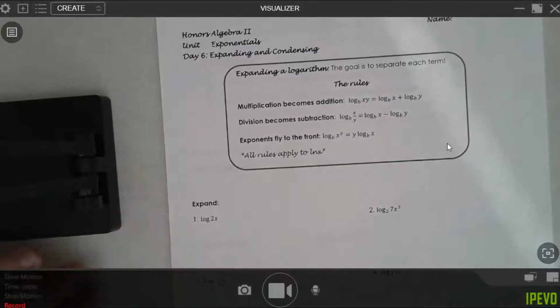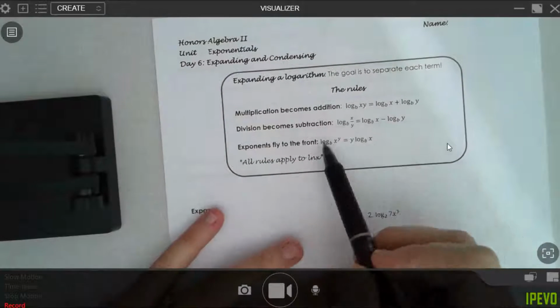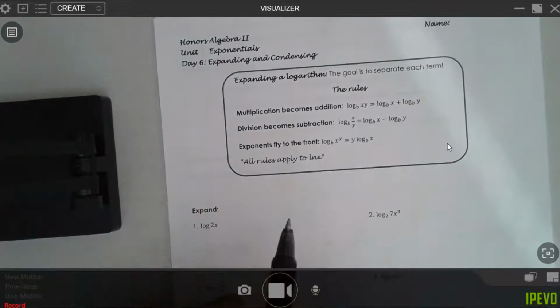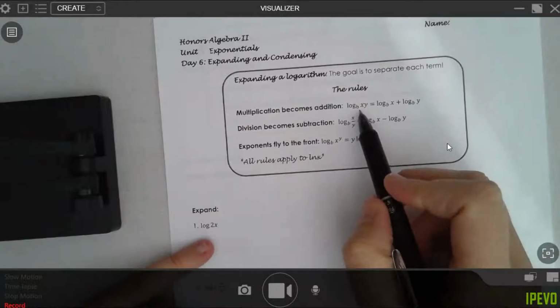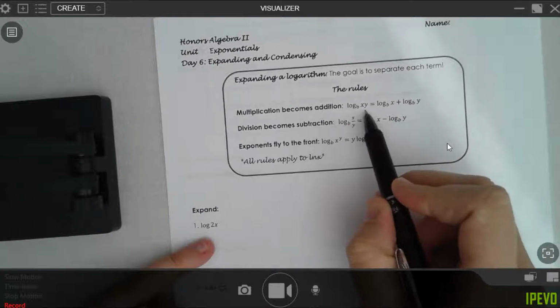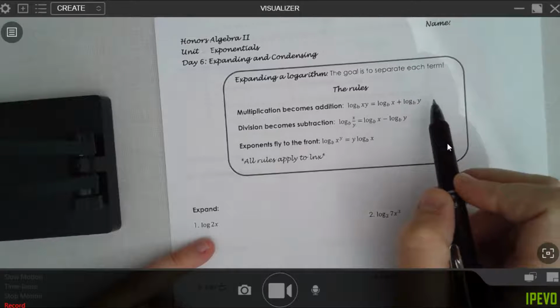Expanding and condensing logarithms. So you're just going to be using these 3 rules right here, and we're going to apply them and just set them up. Whatever's in the B spot goes in the B spot, whatever's in the X spot goes into the X spot, Y goes in the Y spot.